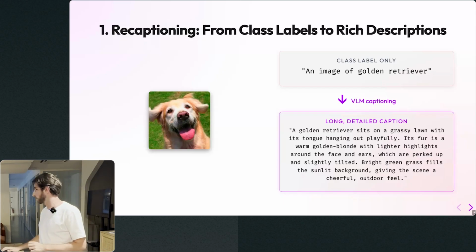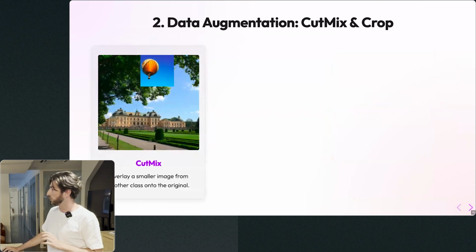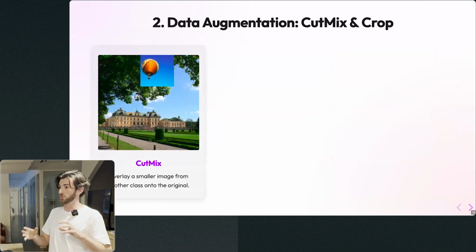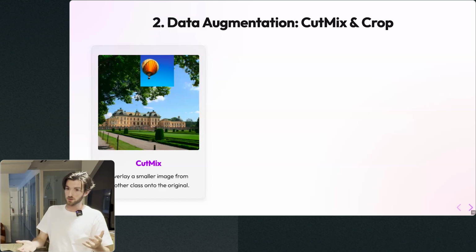So we tried another trick, which was data augmentation. We tried different strategies. The first one was CutMix. The idea is very simple: you take two images, downscale one, and copy-paste it on top of the other one. It creates fake co-occurrences in the dataset that the model will learn, but that were not initially in the dataset.